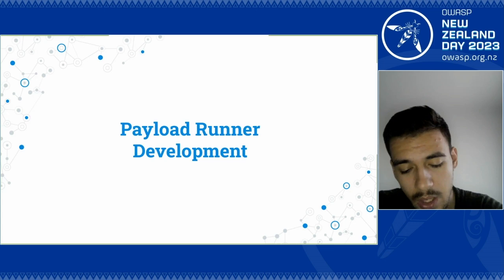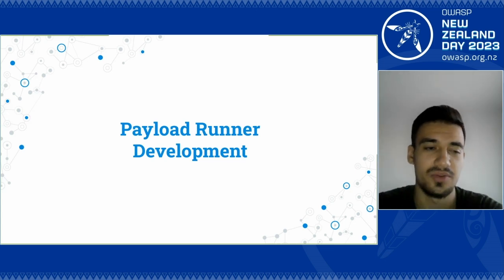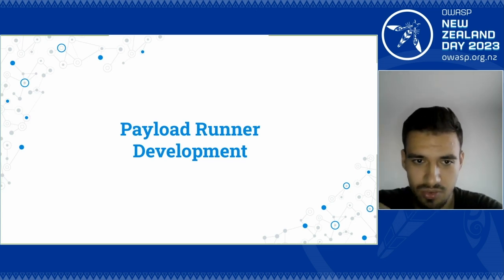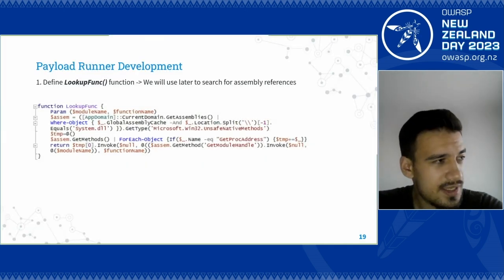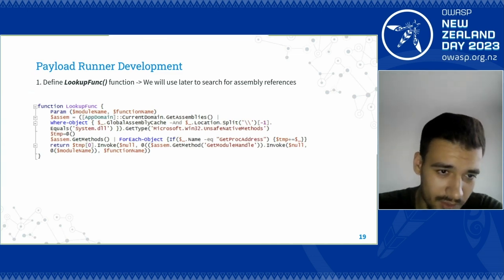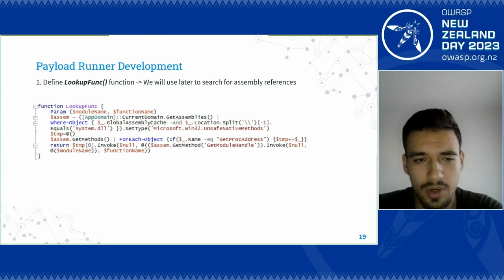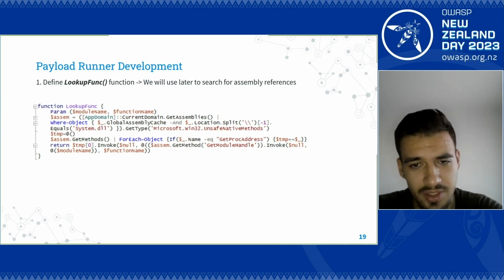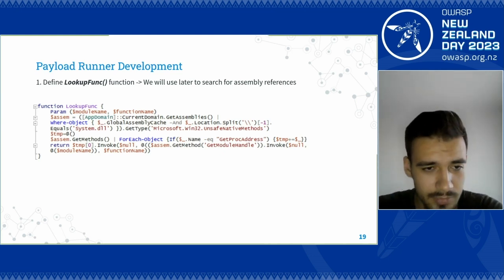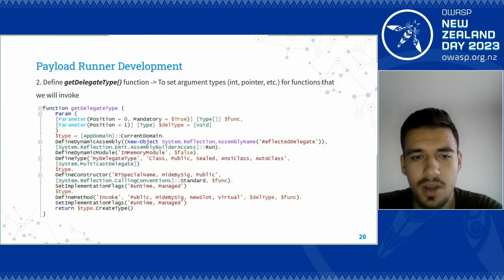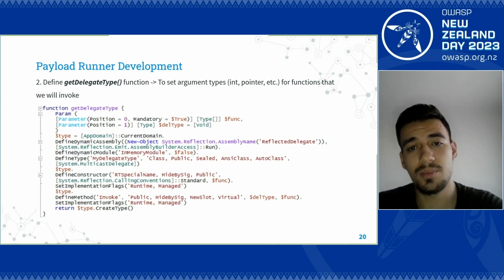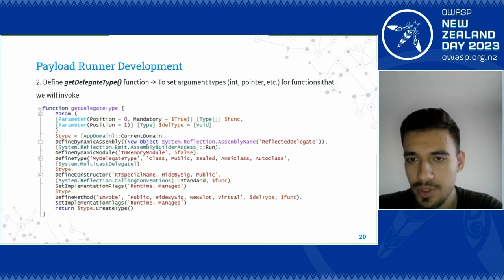Okay, next. We'll need something to get files into the memory, right? To inject directly into the memory. For that, we'll use a payload runner, and let's go over the details of how to build one. Firstly, we'll have the lookup function, which is defined to search for assembly references within the memory. We won't go into much detail because we almost ran out of time for this one. Then we have the getDelegateType function, which is used to set some argument types like integer, pointers, and so on.